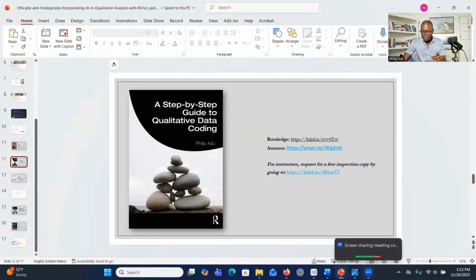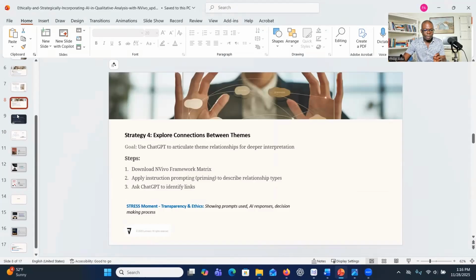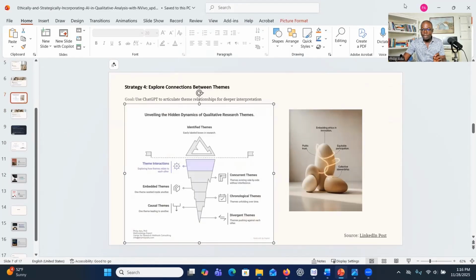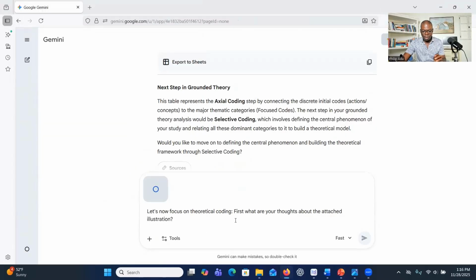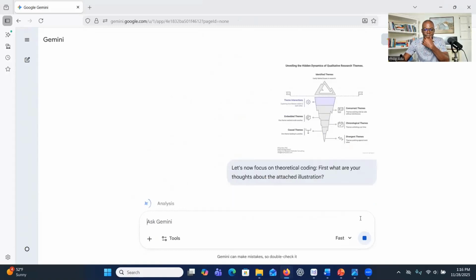Back to my presentation. So now what we're going to do is that we're going to go back and copy. Let me see what I can find. So I'm going to copy this illustration and then I will let the system learn a little bit about it before I ask it further questions. So I wanted to learn about the connection between the themes.